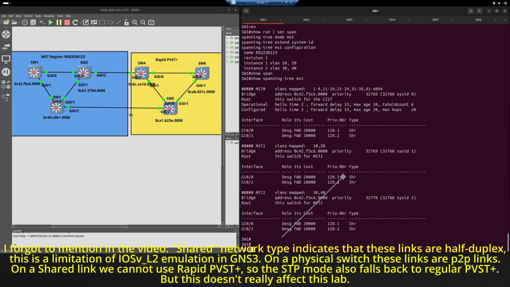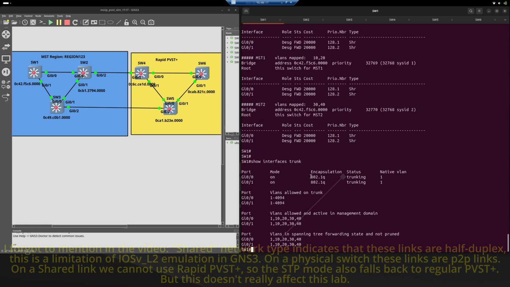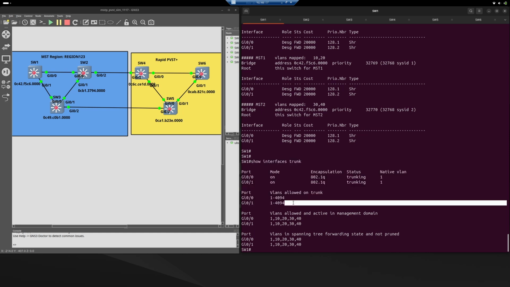The links between the switches are trunk links. I'll show interfaces trunk. So all VLANs are allowed on every link, and we don't use VTP pruning or manual pruning or anything like that.